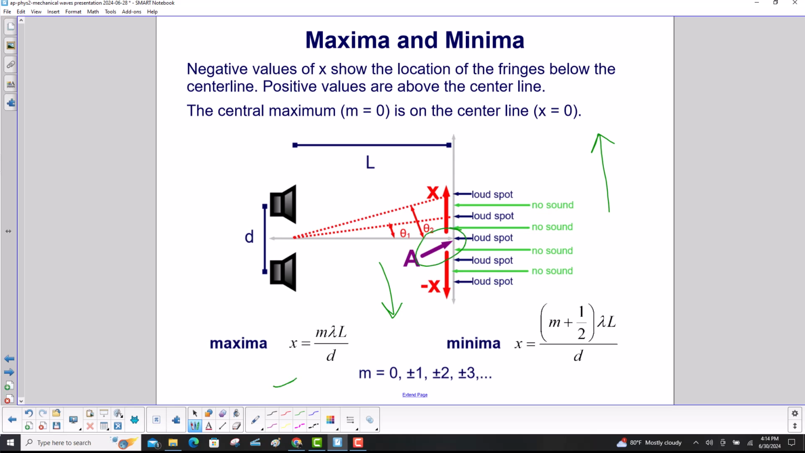And once again, here's our maxima, here's our minima, and the orders of the fringes are gotten from m equals 0, plus or minus 1, plus or minus 2, etc.